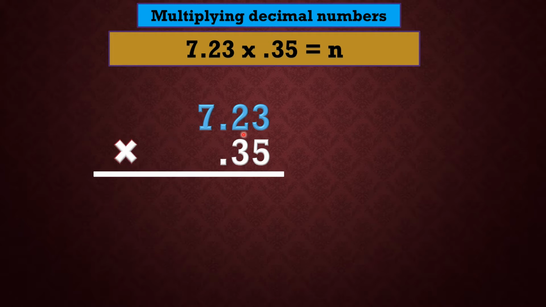So let's multiply. Let's start with our ones place, or the 5. So 5 times 3, we have 15, carry 1. Next is 5 times 2, we have 10 plus 1, we have 11 and carry 1. 5 times 7, we have 35 plus 1 gives us 36. Now we're done with 5. Let's move on with 3. So don't mind the 1, di na natin kailangan yan.